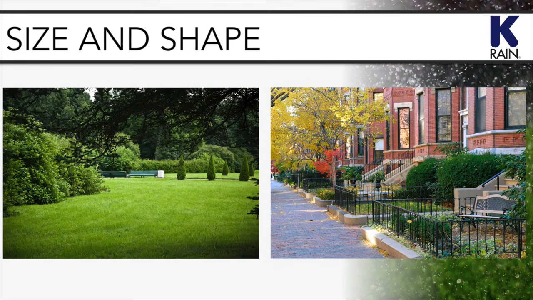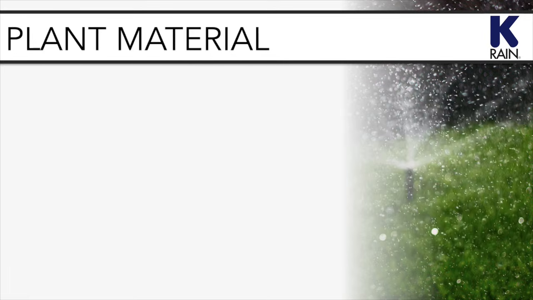Next, divide up areas according to their size and shape. A large turf area will require different kinds of sprinklers than, for instance, a narrow strip of turf between a sidewalk and the street. Divide these into distinct hydrozones. Finally, divide up areas with different kinds of plant material.